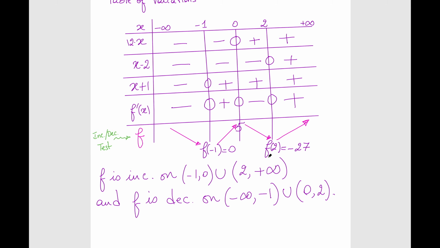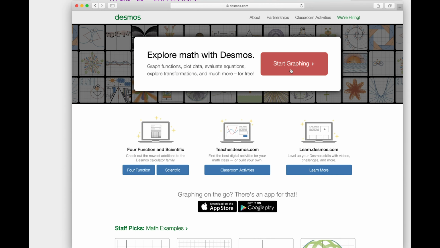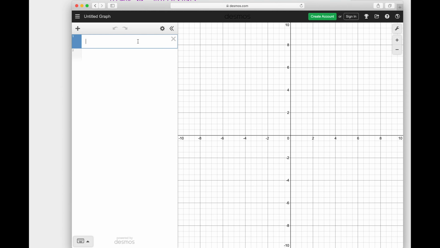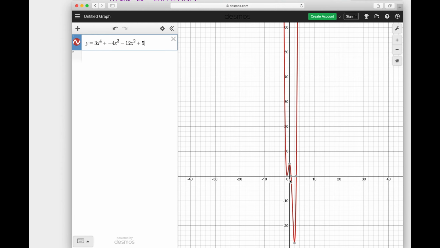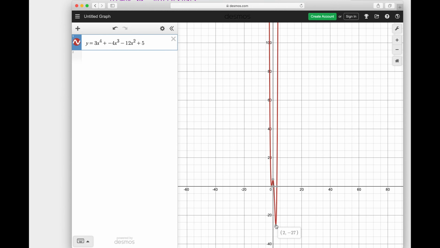Let me go to Desmos and try to show you how the graph looks like actually. Okay, this is the graph of the function we were dealing with. Look, at -1 comma 0, I have a local minimum as indicated before. At 0 comma 5, we have a local maximum, right? It's certainly a local one, it's not a global one because the function goes beyond 5. And at 2 comma -27, I have this local minimum, right? As we found before.